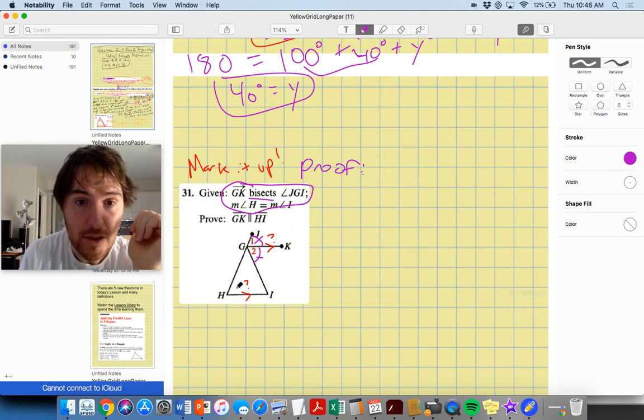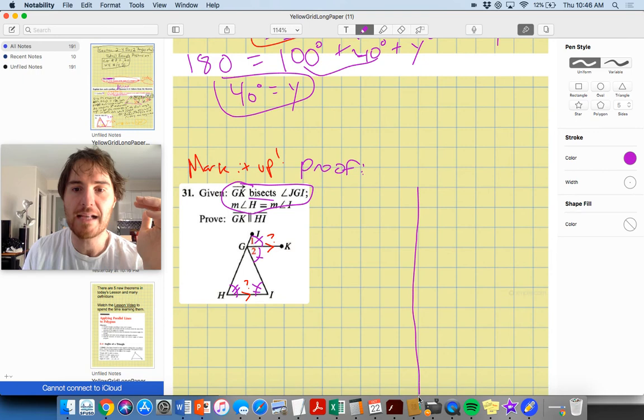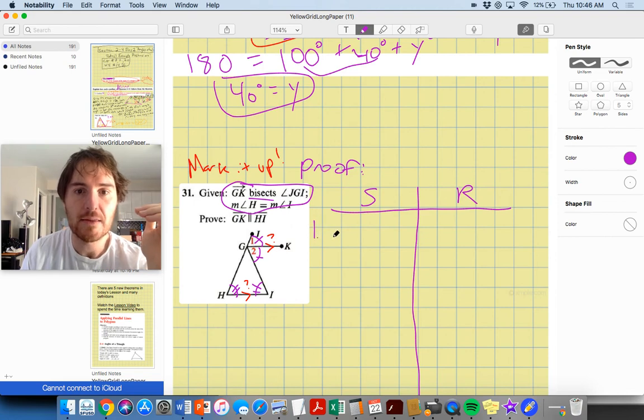Oh, that's nice. I'm going to do that in 2 tick marks because I haven't connected these yet. That's a given premise too. Perfect. Now the last part of the proof is to actually write it. Got my statements here, got my reasons. Step 1, let's get the given premises down so we can use them in this proof. Ray GK bisects angle JGI, and measure of angle H equals measure of angle I.